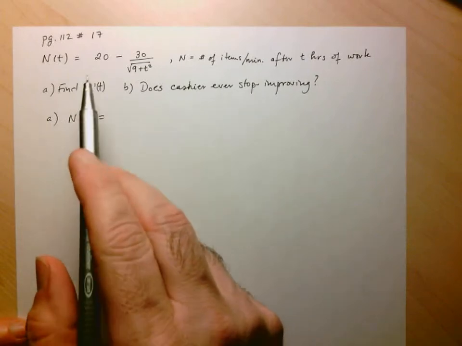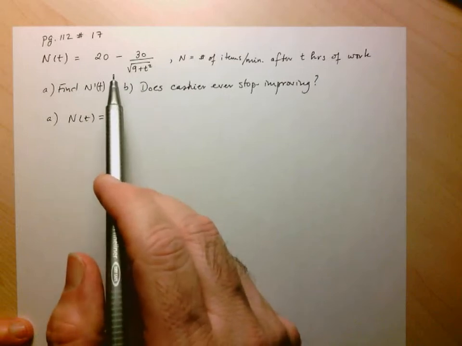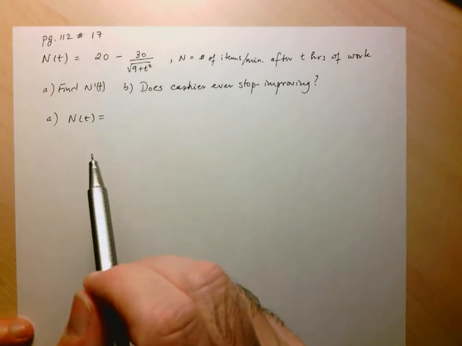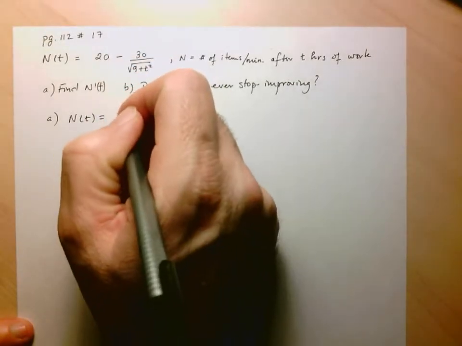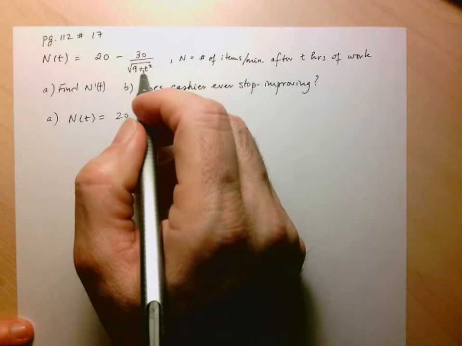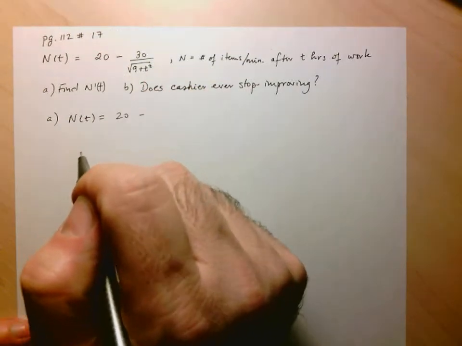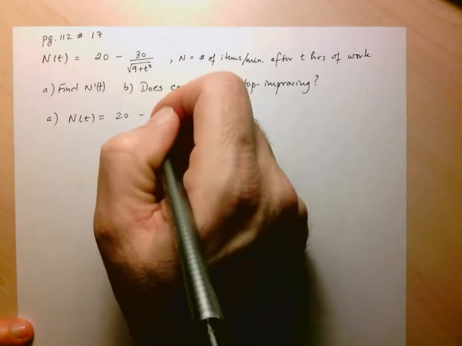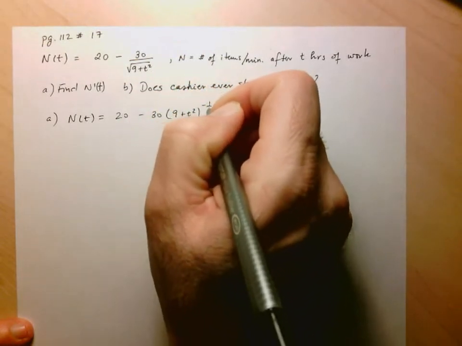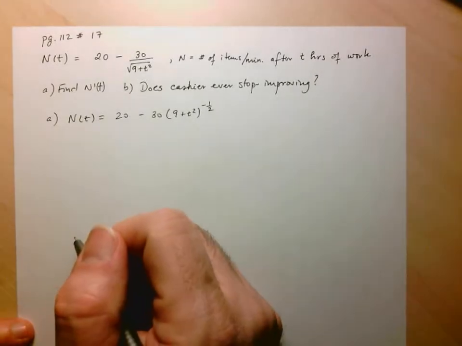Let's start by finding the derivative of this function. You may not need to, but it might be a good idea to rewrite the function in a more user-friendly form for taking the derivative. What I mean by that is taking this square root of 9 plus t squared that's in the denominator, bringing it up into the numerator, and using an exponent instead of a square root. So I'll write that as 20 minus 30 times 9 plus t squared to the negative 1/2. It might just be a little easier to see how the chain rule is going to be used.